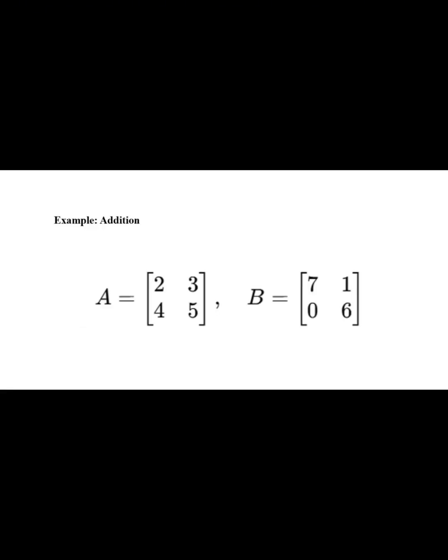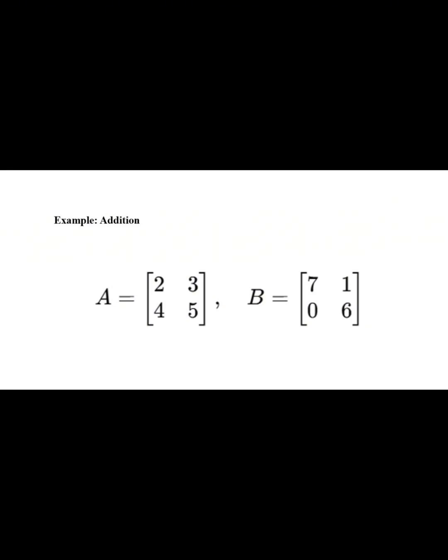So this is an example for matrix addition. For the first step, we need to check, are they the same size? Yes, both are 2 times 2. For step 2, add the numbers in the same position. What I mean by that, just look at the top left. For matrix A, we have 2, and top left for matrix B, we have 7. So basically, we're just going to add 2 plus 7, which gives 9.